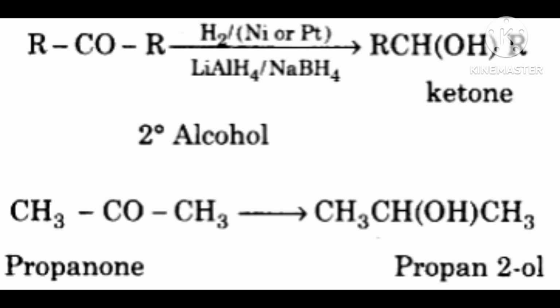Carboxylic acids are reduced to primary alcohol in excellent yields by lithium aluminum hydride. This is a strong reducing agent, means RCOOH in presence of lithium aluminum hydride and H2O, both are required. Okay, lithium aluminum hydride and H2O both are required, then it will form RCH2OH.